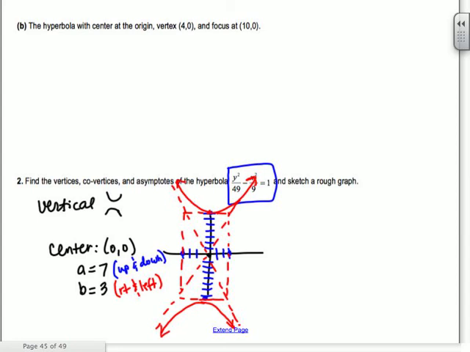All right, so the different things that you need to find are the vertices. The vertices are these 2 points, the ones that are on the actual hyperbola, like the bottoms of the hyperbola. So your vertices were 0, 7, and 0, -7. Your co-vertices aren't actually on the hyperbola. The co-vertices are the points on the box that we drew. So they're 3, 0, and -3, 0.